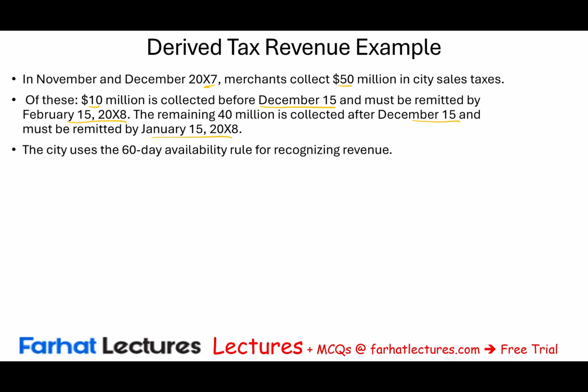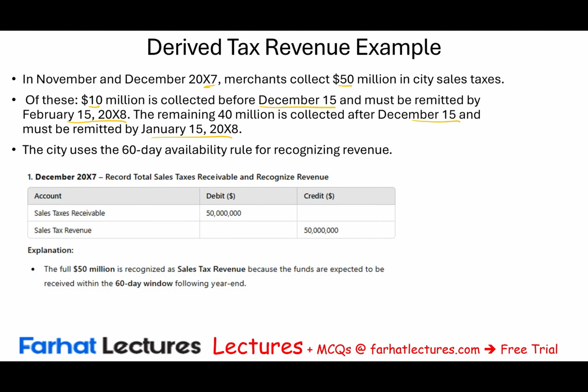The point is all this money will be available to the city within 60 days of year X8. What does that mean? It means the whole receivable is revenue. Therefore, we debit sales tax receivable and credit sales tax revenue because the full amount is available to them.